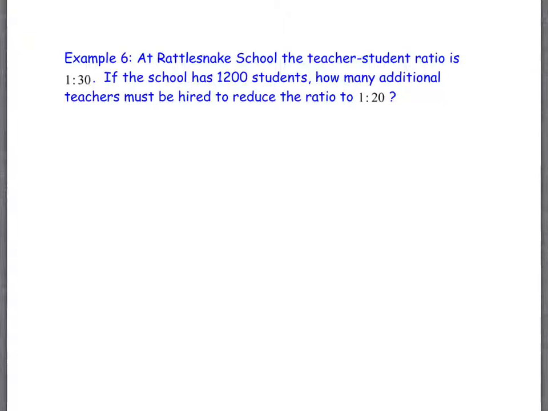This one's an interesting one. There's more than one part to this one, so let's take a look. At Rattlesnake School, the teacher-student ratio is 1 to 30. So that means for every one teacher, there's 30 students, right? If this school has 1,200 students, how many additional teachers must be hired to reduce the ratio to 1 to 20? So what are the things that are being compared here? Students and teachers. They did teachers to students, so I'll put teachers here. And is it okay if we put students as a denominator for things? Is that okay with you guys?